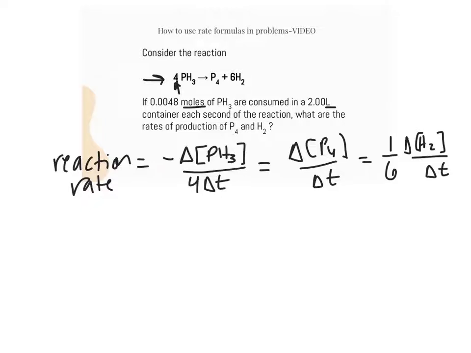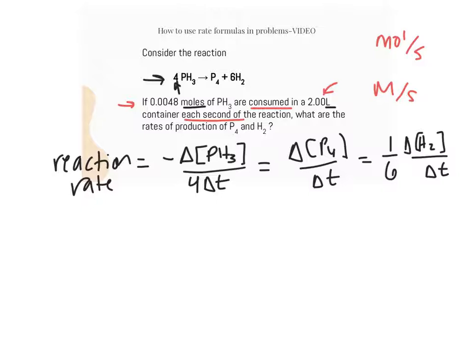Now remember, for each one of these, just the delta portion, like this, is the rate of PH3. So keep that in mind. They're giving us the fact that this many moles of PH3 are consumed in 2 liters each second. So if we want to be in molarity per second, we could also use moles per second, but you've got to be really clear about which one you're using.